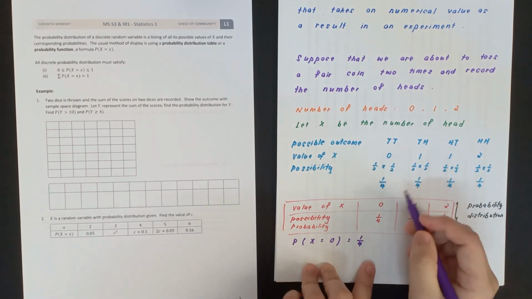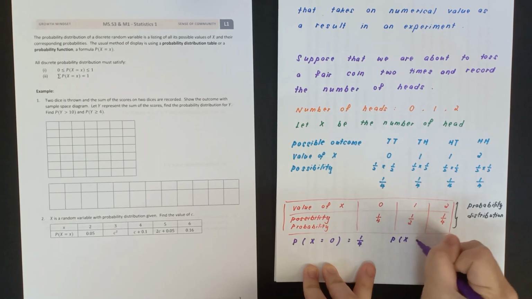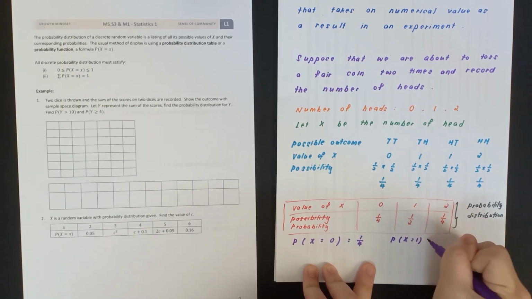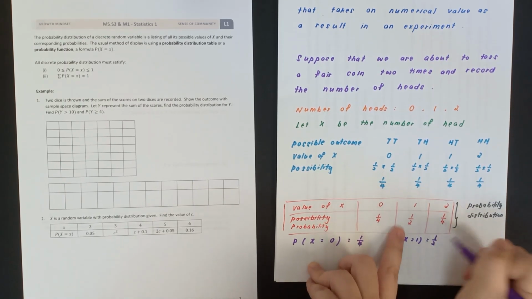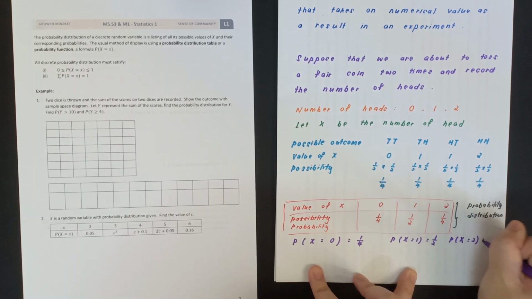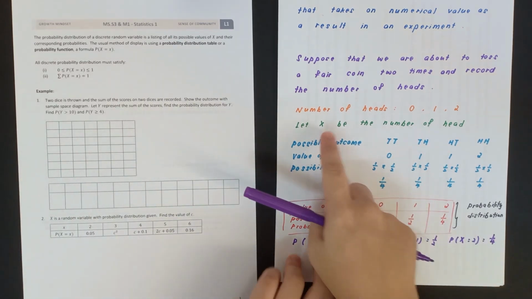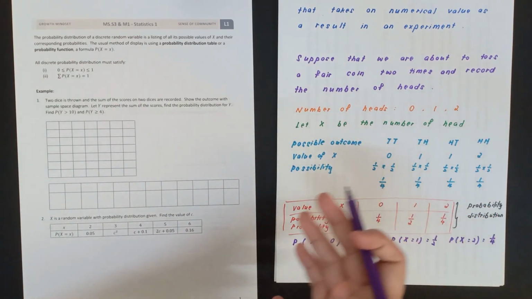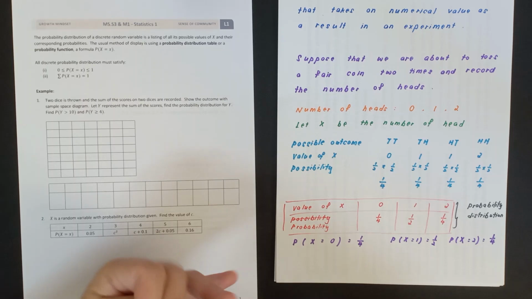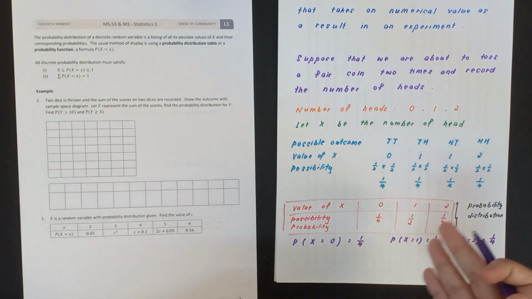Okay, so in the same way, I can say that the probability for the number of heads to be 1 is basically 1 over 2. Same thing, the probability for the number of heads equals 2 will be 1 over 4. Okay, this is what it means. Of course, this is just a variable, so you can use anything that you like, X, Y, Z, A, B, C, anything, as long as you assign it in your question.